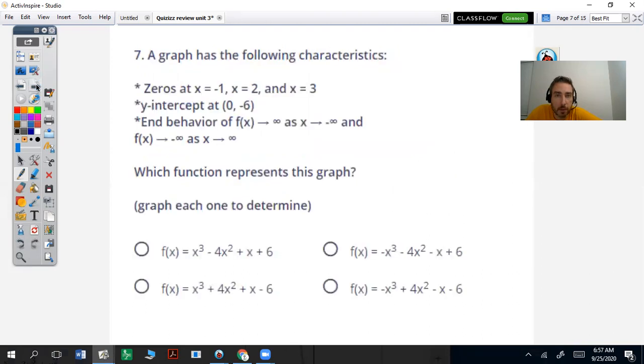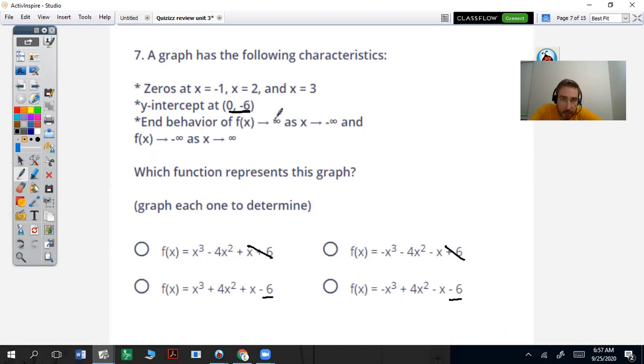A graph has the following characteristics. Which function represents this graph? Now I can tell you right now, it says that the y-intercept is at (0, -6), and that's going to end with -6. So it can't be those two.